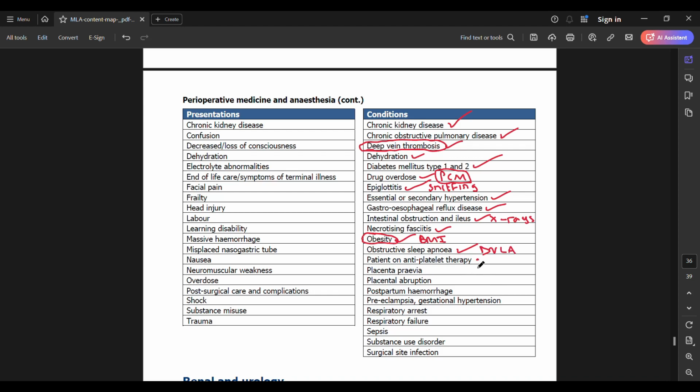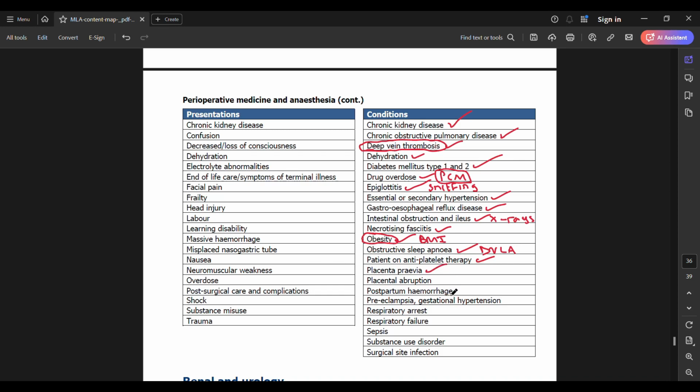Next, you have patient on antiplatelet therapy. This is very important in the case of surgery. Know how you're going to manage blood thinners in the case of surgery, if you're going to continue them, if you're not going to continue them, if you're going to change them, how you're going to bring the patient back on the blood thinners they were taking before surgery.